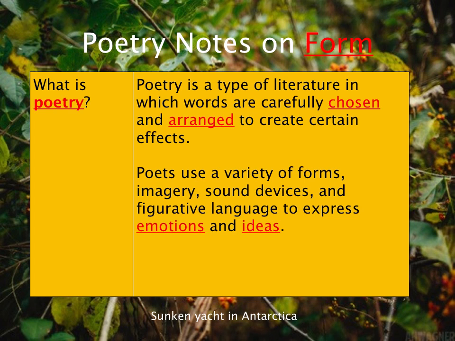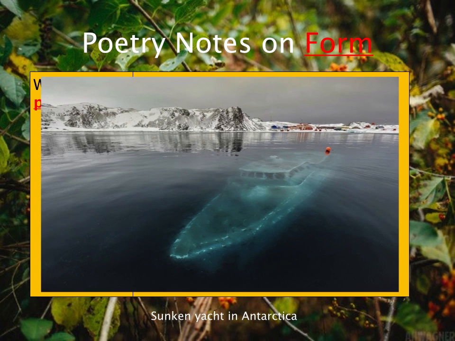What is poetry? This is the question we're going to be asking ourselves throughout this entire unit. The general definition is that poetry is a type of literature in which words are carefully chosen and arranged to create certain effects. Poets, who are the authors of poetry, use a variety of forms, imagery, sound devices, and figurative language to express emotions and ideas. So today we're focusing on the forms that authors use, that poets use.